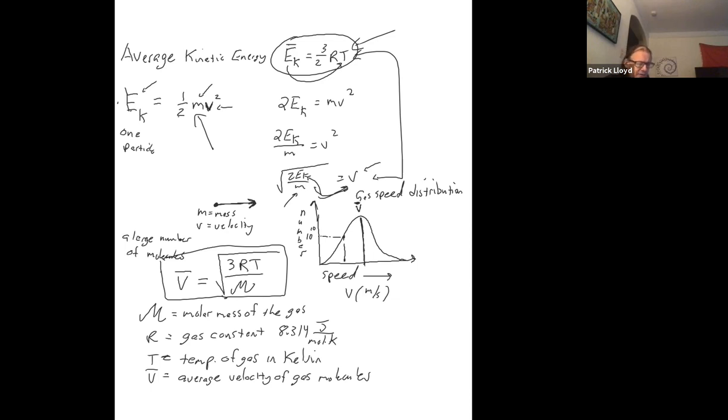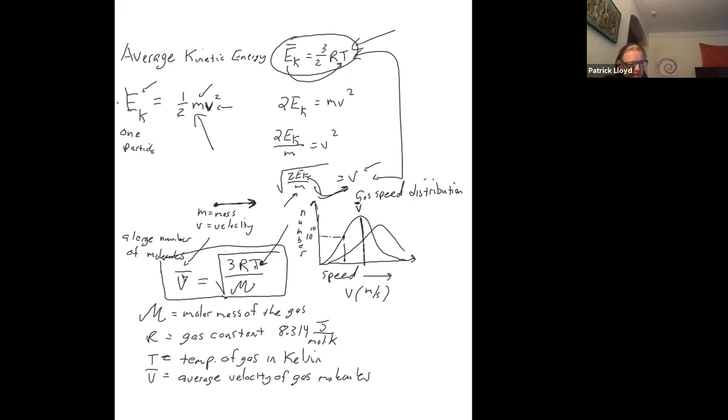Now, if we look at this equation, what it tells us is that since temperature is in the numerator, right? It's in the top. The larger that temperature is, the larger the average velocity is going to be, right? Like if I make this number here bigger, that's going to make this number here greater as well. So that means the hotter the gas is, the faster the molecules move.